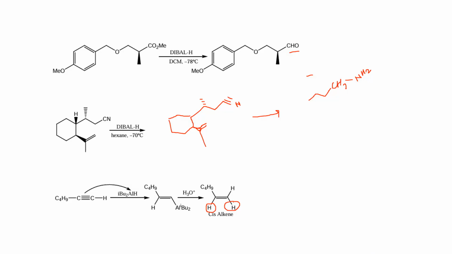So instead of H3O plus, if you add iodine into it, what will happen? This LiAlH4 Al group will be substituted by iodine and we will get this iodinated product in our system. Okay.